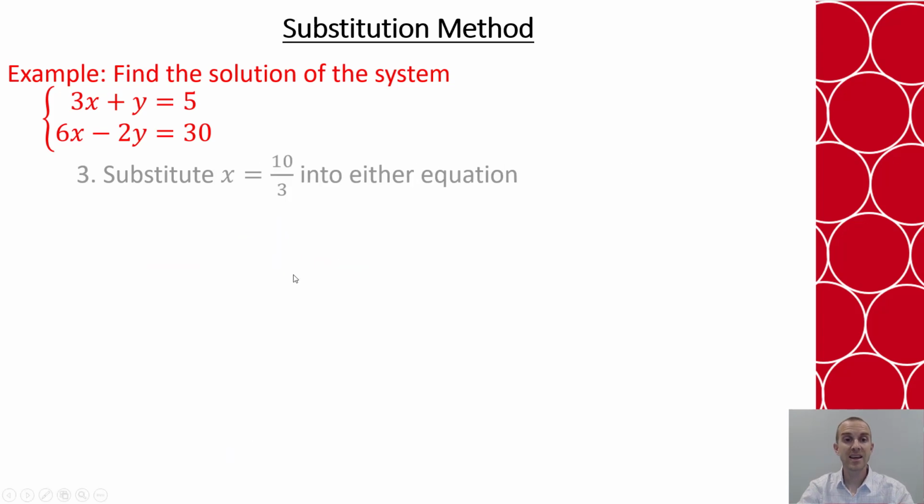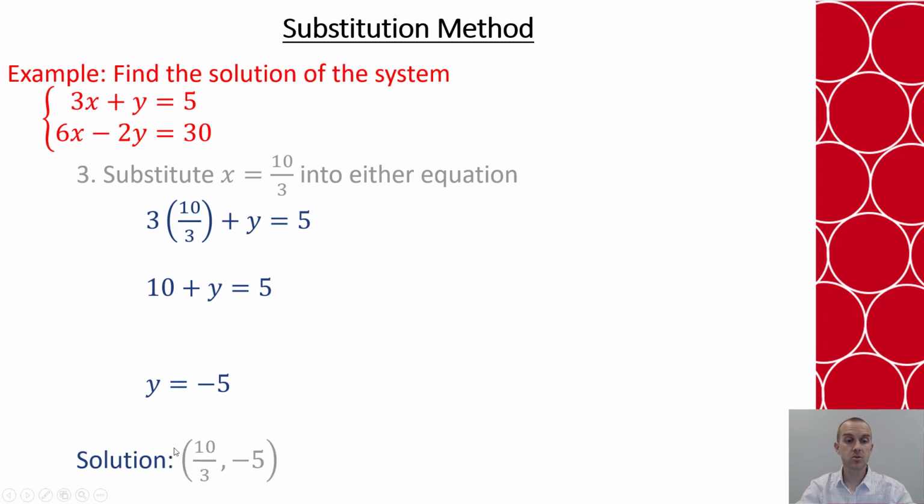Now I take that 10 thirds and I can substitute it into either equation for x. So I decide to use it with the first one. So 3 times 10 thirds plus y equals 5. And that simplifies to 10 plus y equals 5. Now I subtract 10 from both sides, and I get that y equals negative 5. That means the solution was 10/3, negative 5.